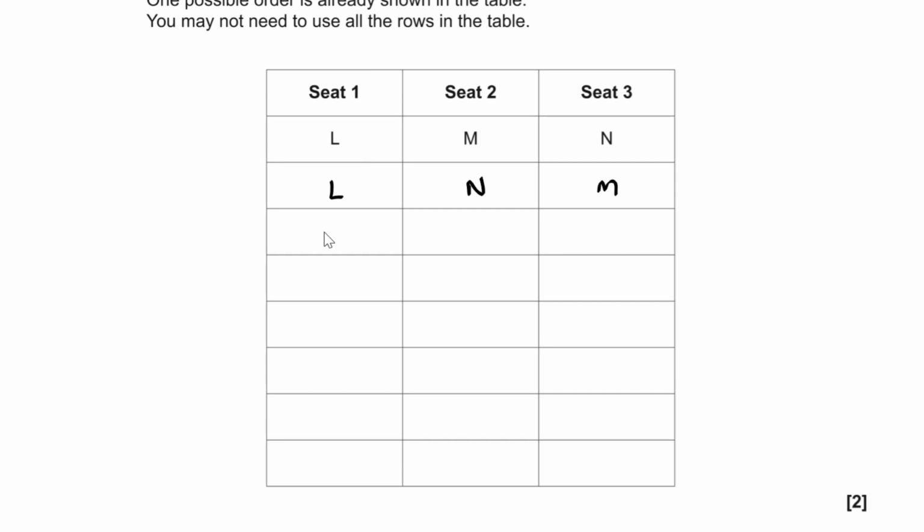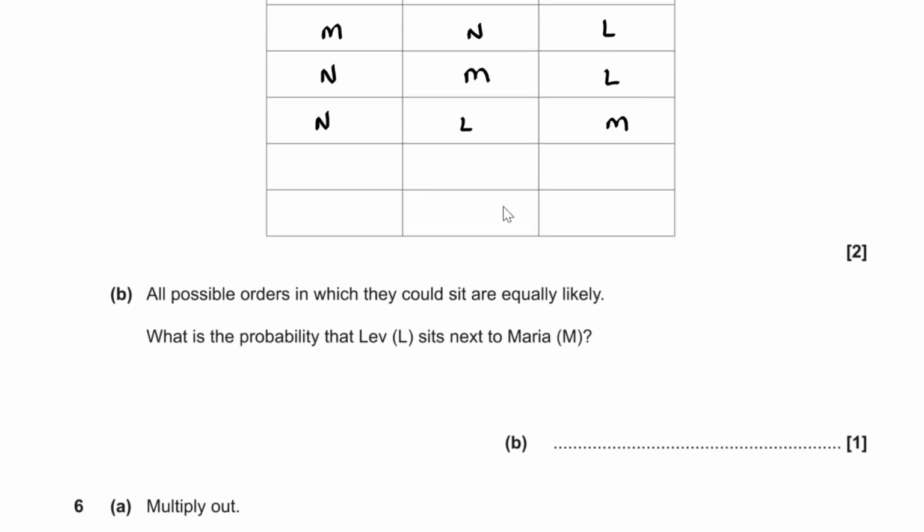We could also have M, L and N in seats 1, 2 and 3 respectively, or we can have M, N and L in seats 1, 2 and 3 respectively, or we can have N, M, L in seats 1, 2 and 3 respectively, or we can have N, L and M in seats 1, 2 and 3 respectively. Now for part B, all possible orders in which they could sit are equally likely.